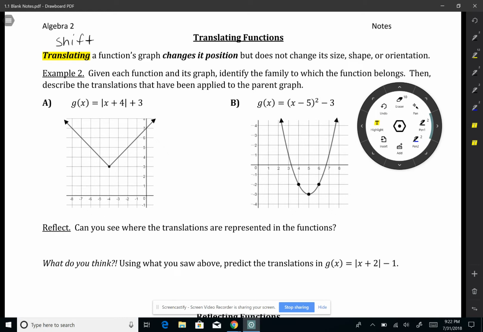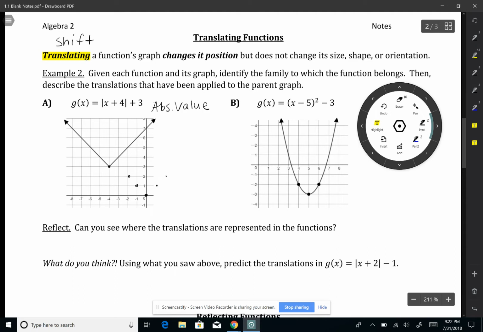So I have two graphs here that we are going to identify the family it belongs to, and then describe the translations we see that have been applied to the graph. Okay, letter A, g of x equals the absolute value of x plus 4 inside the absolute value bars, then plus 3. So remember I pointed out in our parent function table this special point 0, 0, which is the vertex on our absolute value parent function. As we see in the equation and by the shape of the graph, this is absolute value.